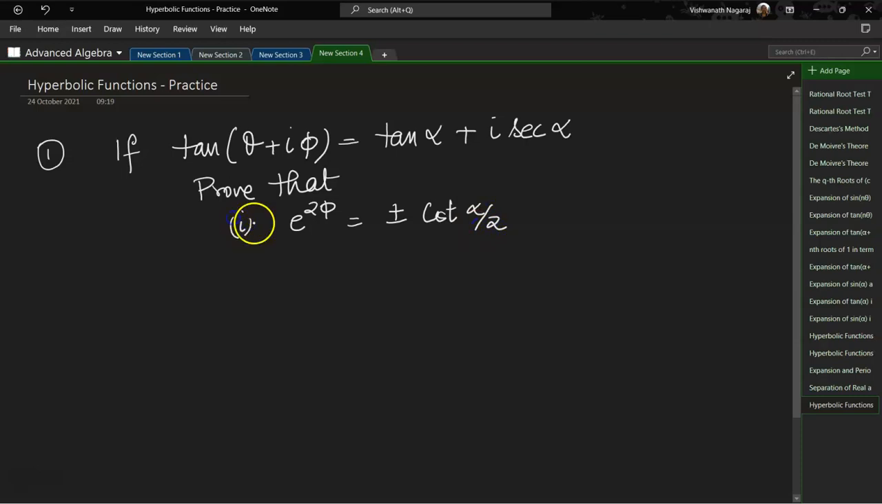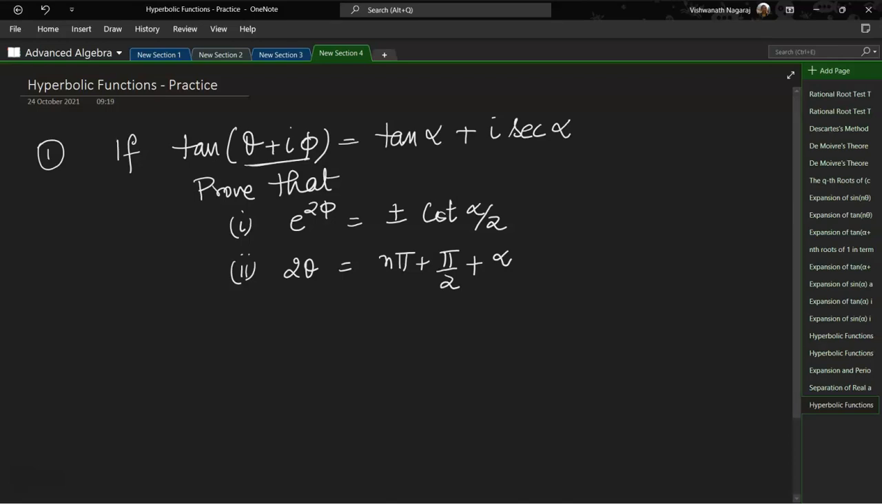That is one. And the second thing we have to prove is 2 theta = n pi + pi/2 + alpha. So here in this problem, we have a complex angle of which we have taken the tan. So tan of this complex angle is equal to tan of another angle plus i sec of that angle. If these two are equal, then we have to prove this.